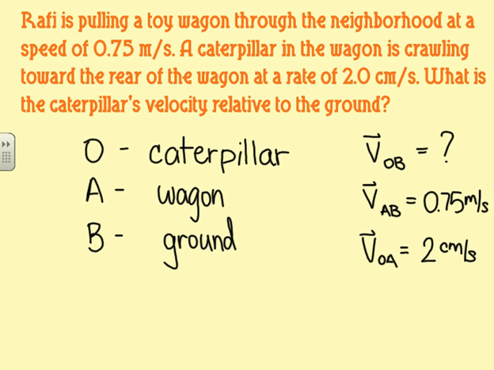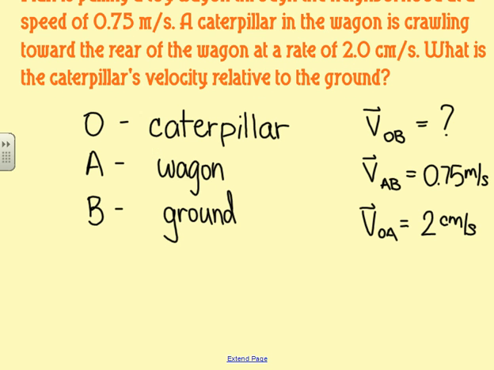I also need to pay attention to units and direction. Your units should always match. Looking at these values I have here, I have meters per second and centimeters per second, so my values don't match. I'm going to convert to meters per second, which gives me 0.02 meters per second. I also need to pay attention to direction. The caterpillar and the wagon are not moving in the same direction because it tells me the caterpillar is crawling toward the rear of the wagon. So I will make its velocity negative.